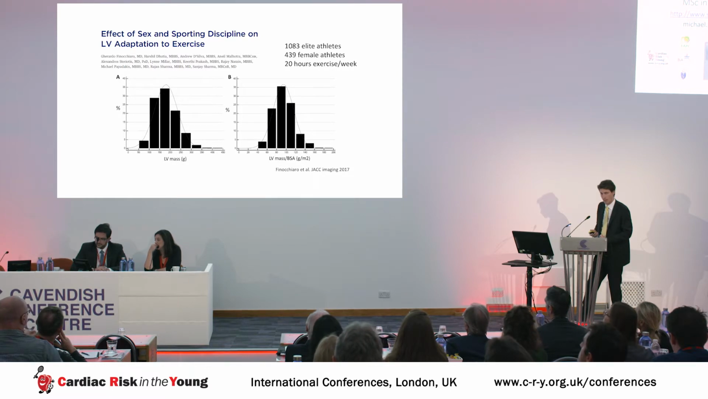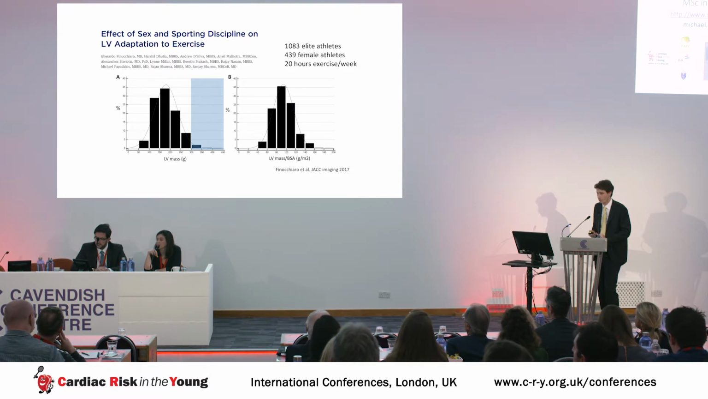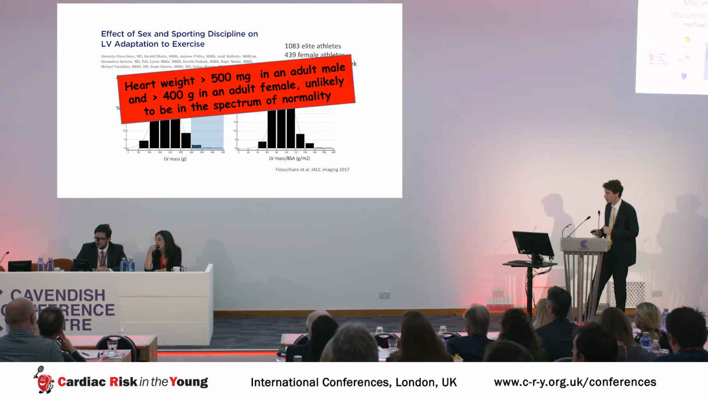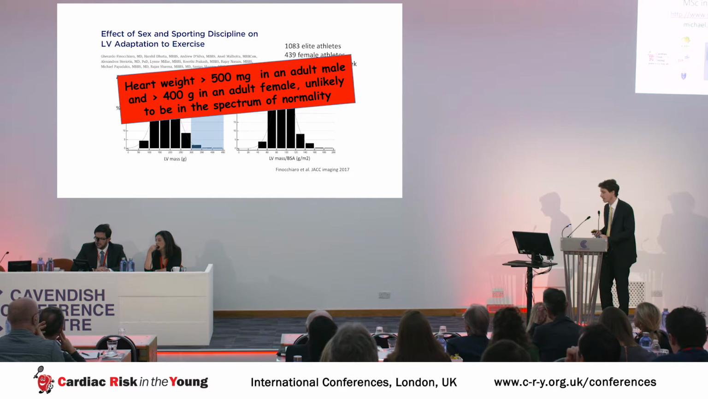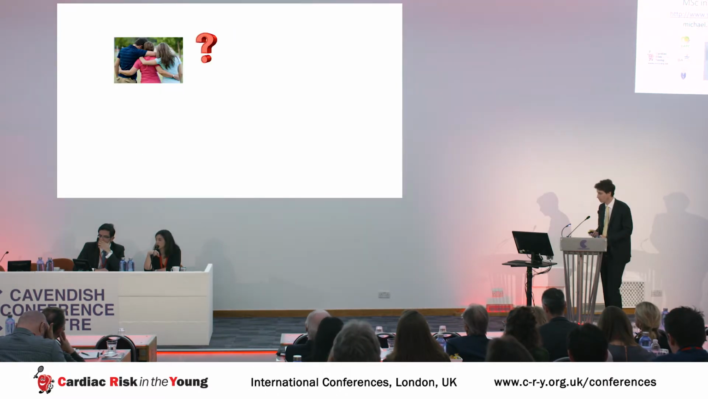And of course, we expected an increase in LV mass with respect to a non-athletic population. However, we see that just 4 athletes in our population, and they were 4 male athletes, exhibited an LV mass that was more than 300 grams. This was at echocardiography. So we can reasonably postulate, keeping in mind that the heart weight is given by 2/3 by the LV mass, that the definition of idiopathic LVH, more than 500 grams in an adult male and more than 400 grams in an adult female, is unlikely to be in the spectrum of normality.